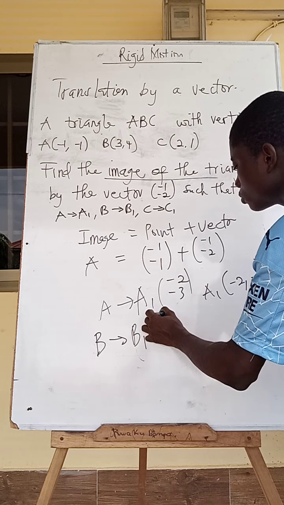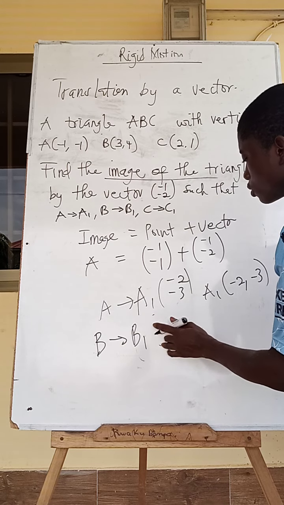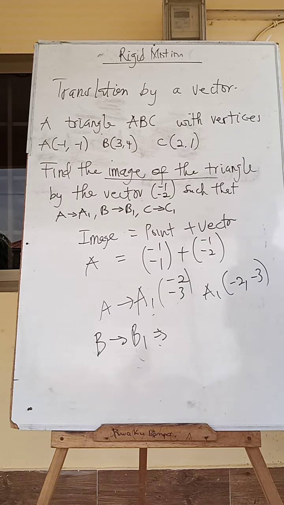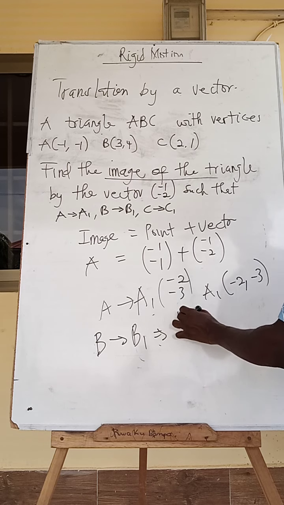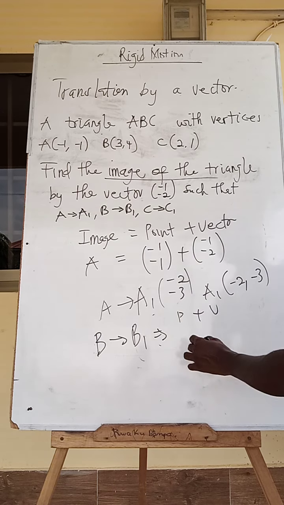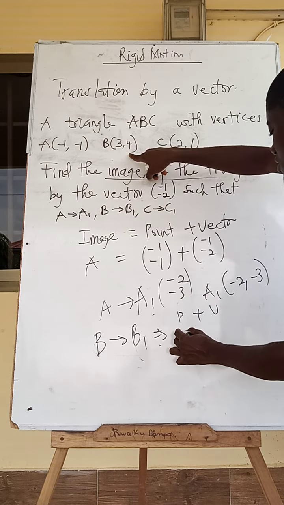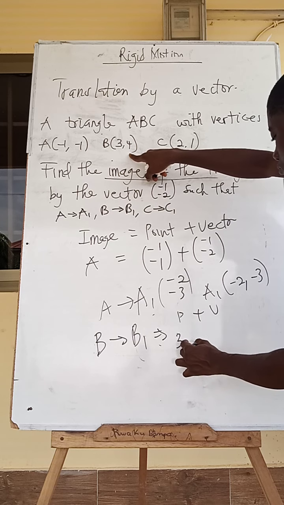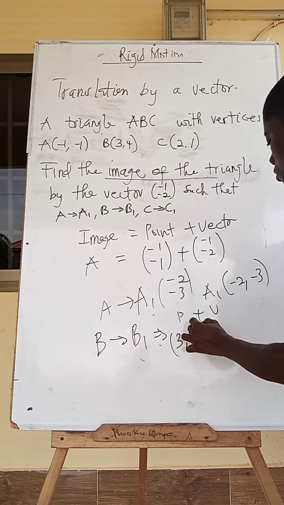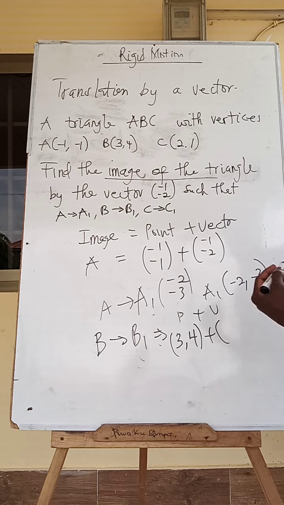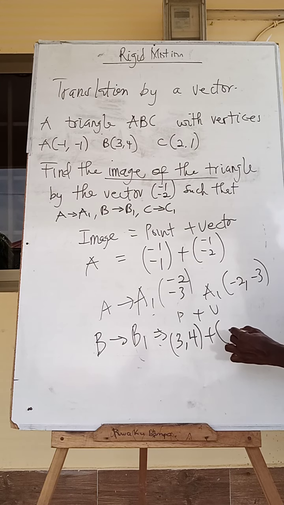B1. So this is going to give us the point plus the vector. So the point is what? Point B is 3, 4 plus, I'm changing the method, -1, -2. We are adding them.